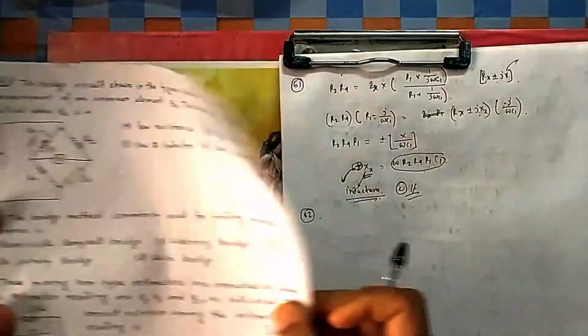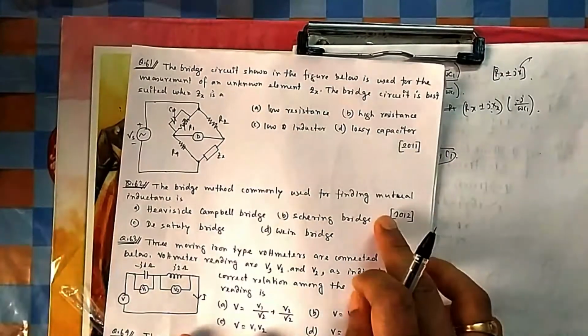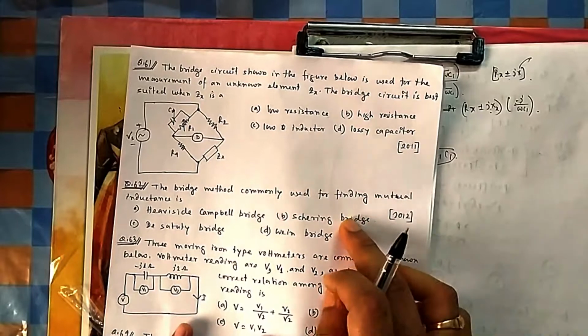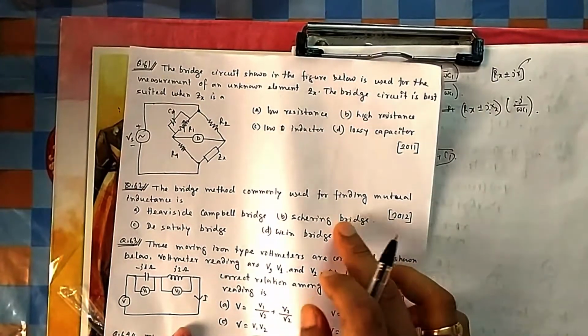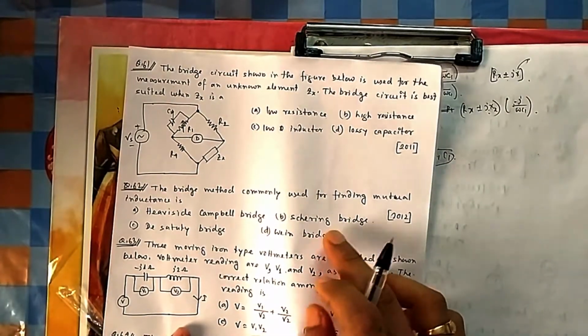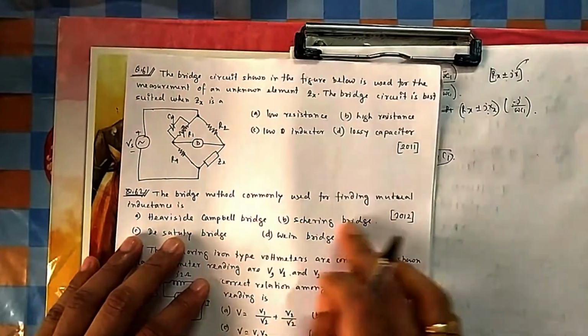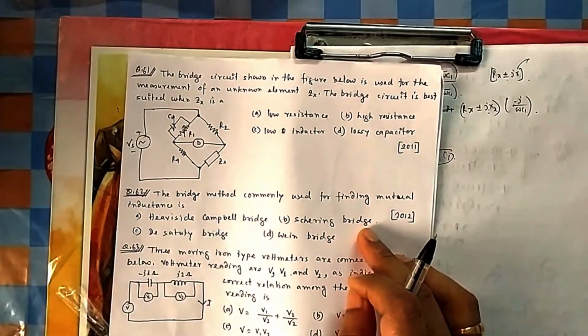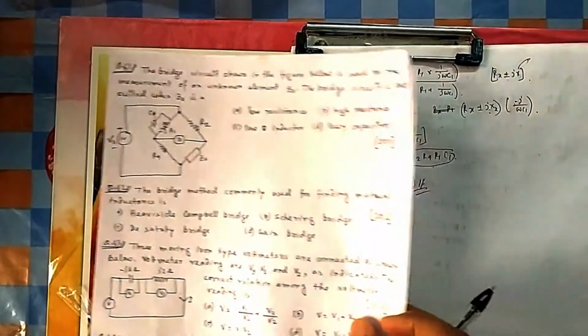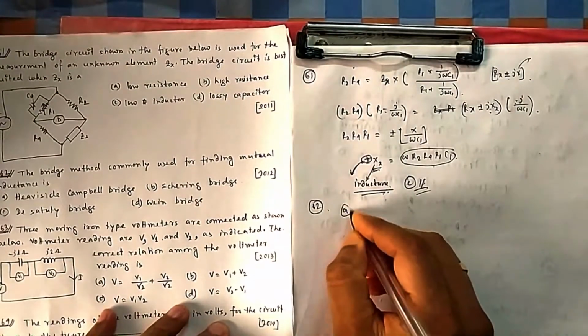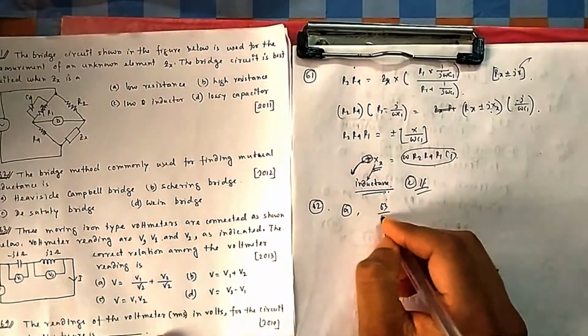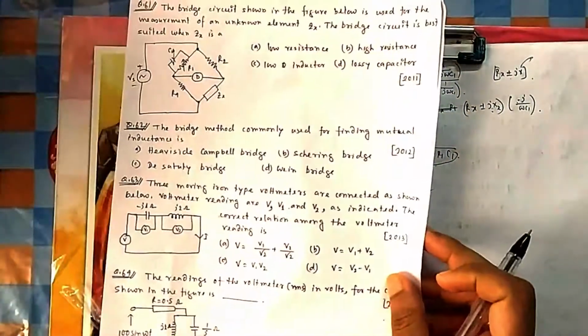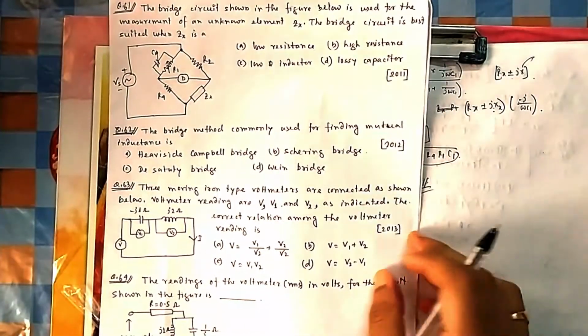Now if we come to question number 62, the bridge method commonly used for finding mutual inductance. Again, Schering bridge, you know this is for capacitance, Wien bridge for frequency, De Sauty bridge is also for capacitance. So you have the Heaviside Campbell bridge, that is for finding mutual inductance, that is A. So you have to remember these small bridges and the main purpose of those bridges.